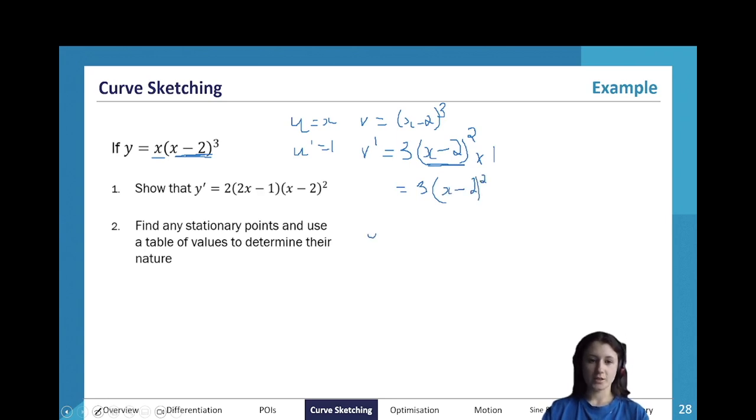So now to continue on with our product rule, we're going to have u times v dash plus u dash v. So we're going to have 3x times x minus 2 squared plus x minus 2 cubed. Alright.